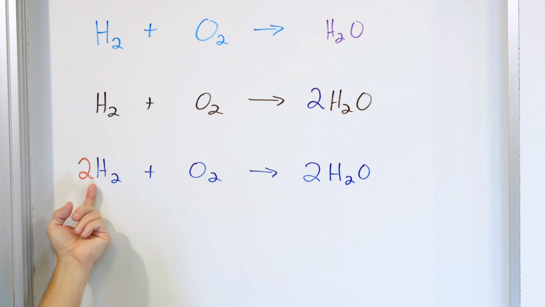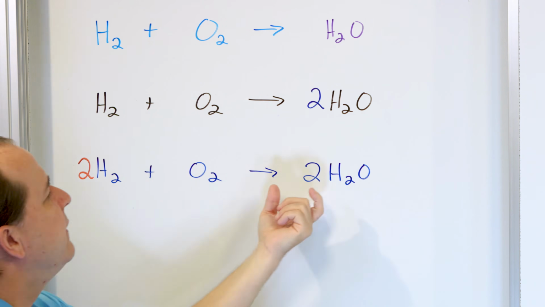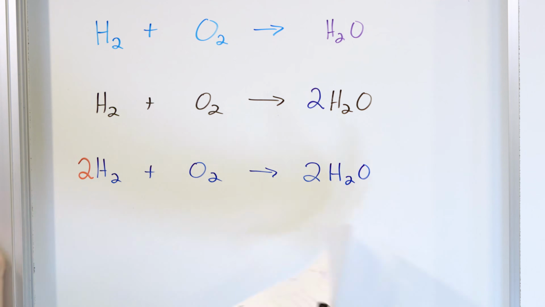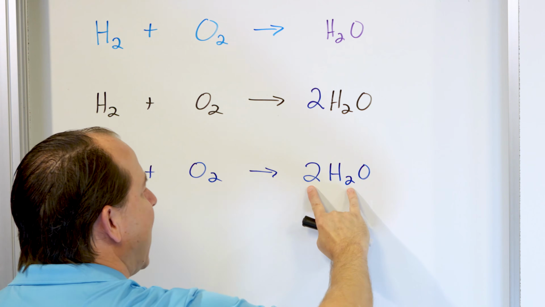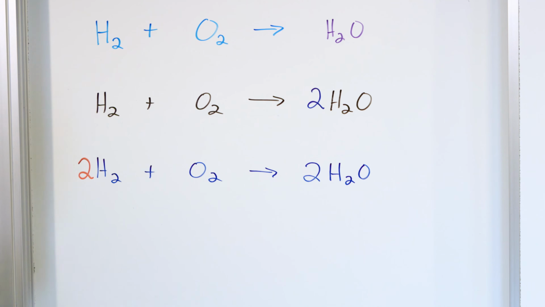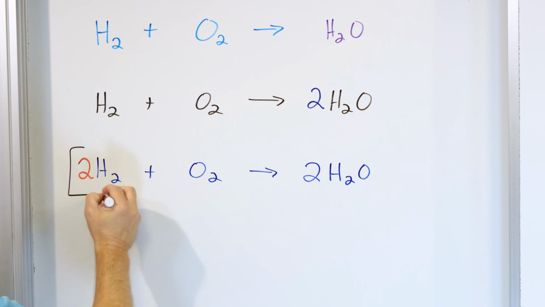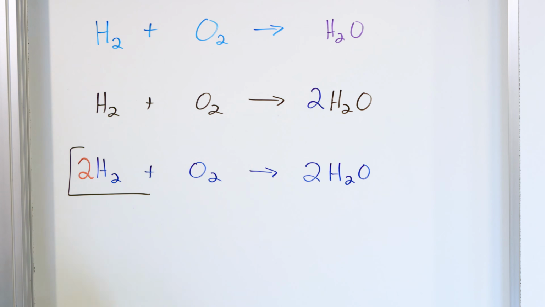It is 2 hydrogen molecules combining with 1 oxygen molecule to give me 2 molecules of water, and there's nothing left over because, why? I have 4 hydrogen atoms and 2 oxygen atoms on each side, and this is what we call a balanced chemical reaction. Same atoms on the left and the right. We do not change any subscripts anywhere. We can only change the coefficients, and that's all we want to be able to do.